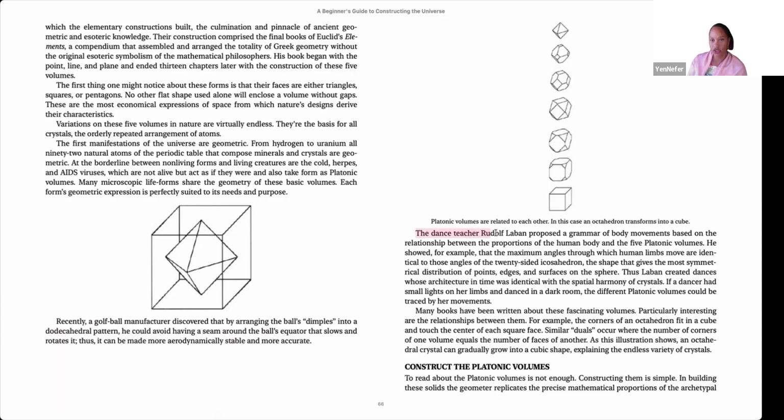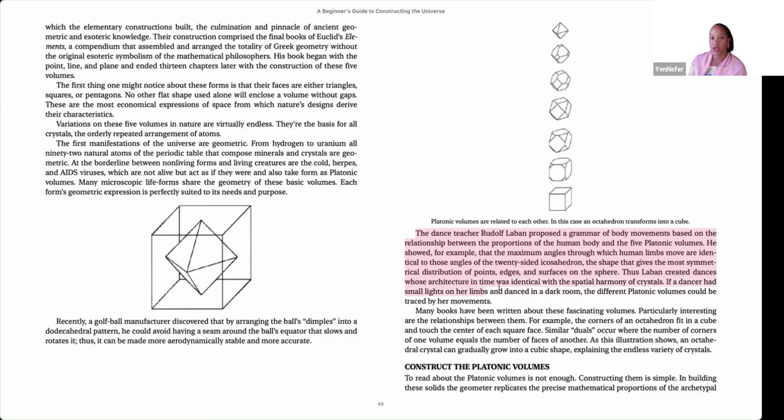The dance teacher Rudolf Laban proposed a grammar of body movements based on the relationship between the proportions of the human body and the 5 Platonic volumes. He showed, for example, that the maximum angles through which human limbs move are identical to those angles of the 20-sided icosahedron, the shape that gives the most symmetrical distribution of points, edges, and surfaces on the sphere. Thus, Laban created dances whose architecture and time was identical with the spatial harmony of crystals.